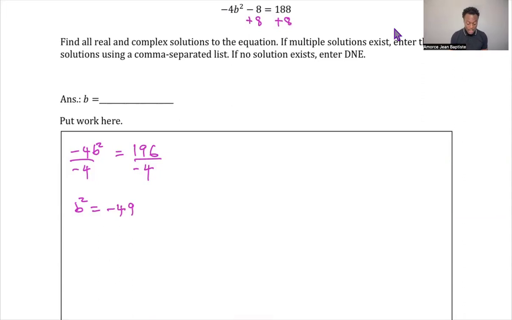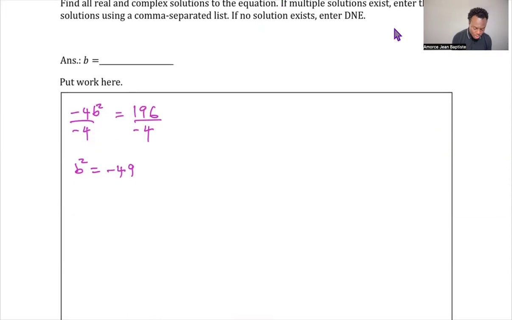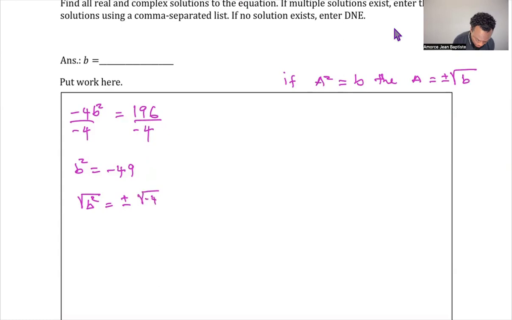Now, knowing that you can take the square root of both sides to isolate the b, so I take the square root of b squared. Always remember, let's say a squared equals b. If a squared equals b, then a equals two values, plus or minus the square root of b. Two values, two possible solutions. So the square root of negative 49.